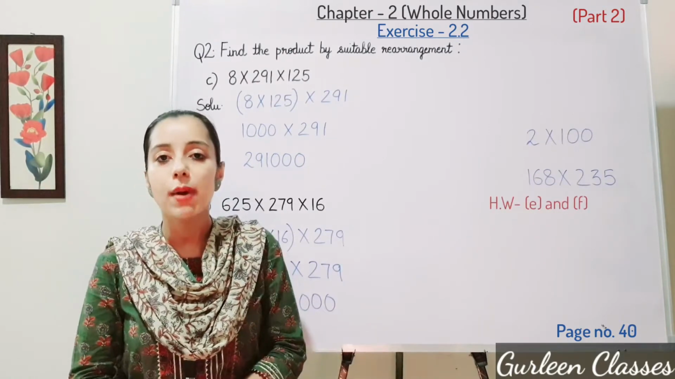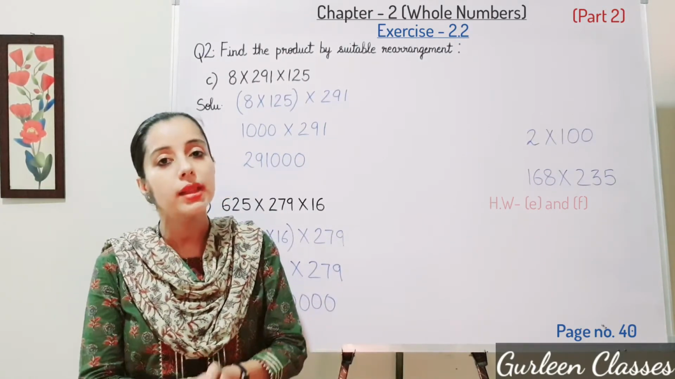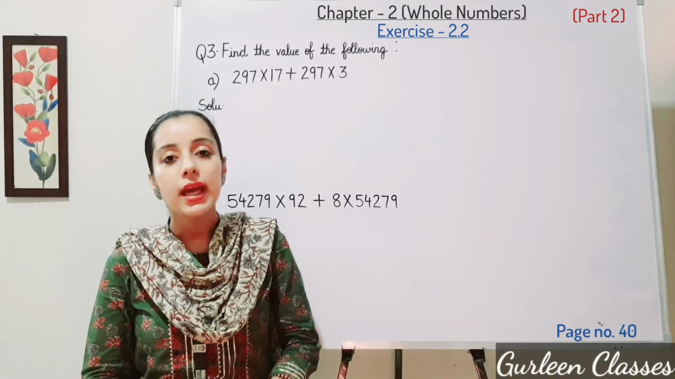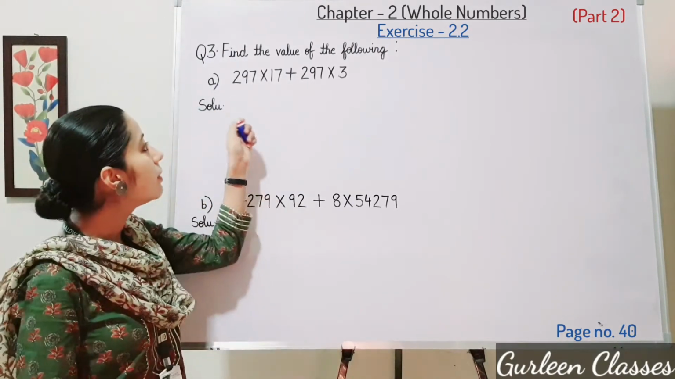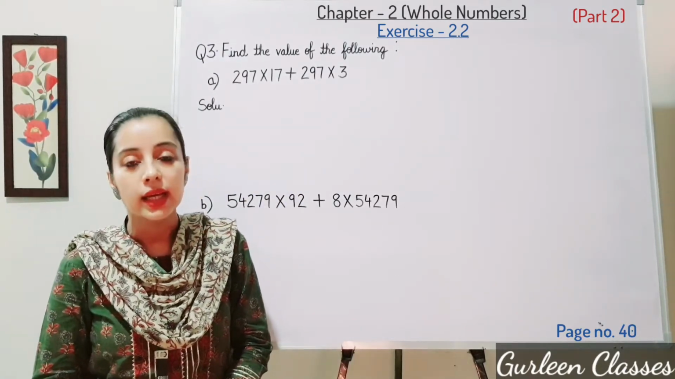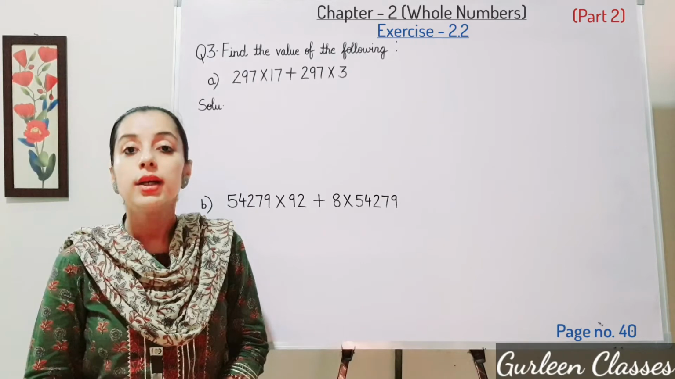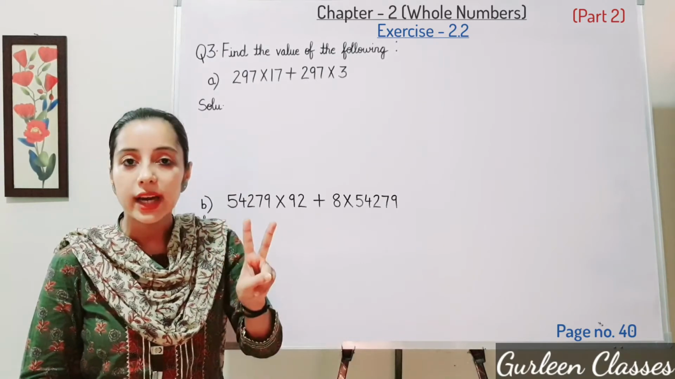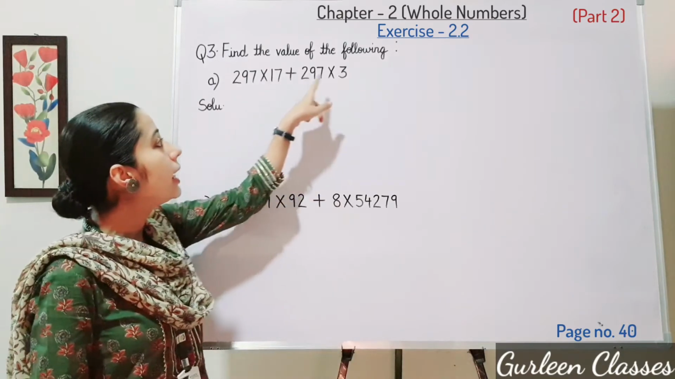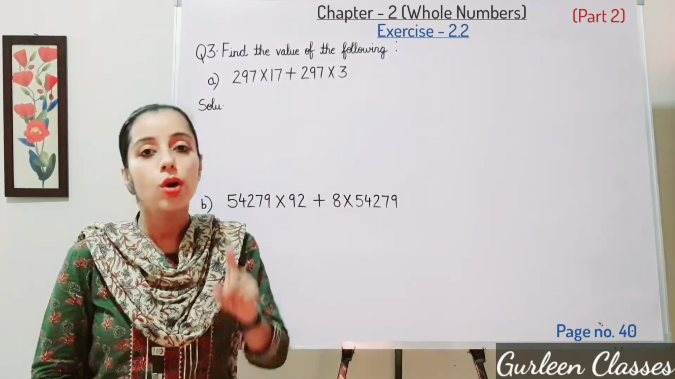So E and F part will be your homework. You have to do them in the same way. Question number 3. Find the value of the following. A part: 297 into 17 plus 297 into 3. Students, if you notice here, 297 is coming 2 times. Instead of multiplying them 2 times by 17 and 3, let us write them only once.